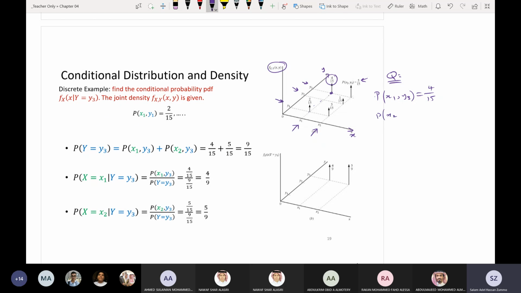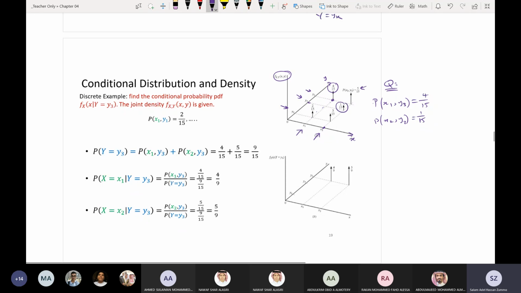Probability of x2, y2 equals how much? x2 and y2 is 1 over 15, exactly 1 over 15. So this is it basically. It's an impulse and so on.